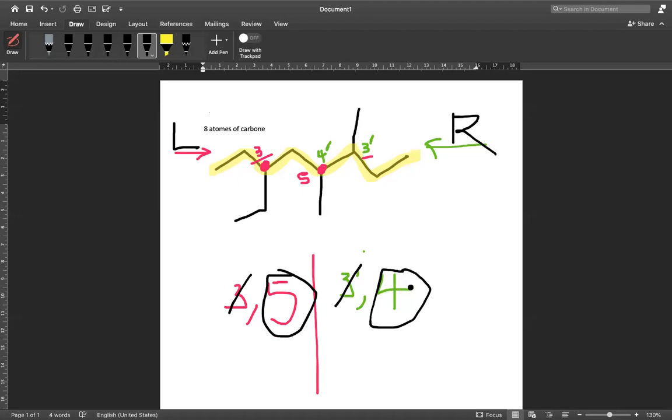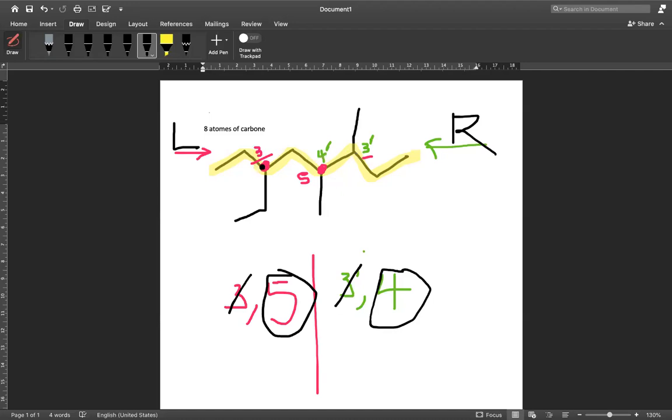It's 4, isn't it? Yes, it's 4. So because 4 is the lowest, d'après règle 3, which states the position of the index should be as small as possible, 3,5 and 3,4, which one has the lowest index possible? It's 3,4. So when naming this compound, we are going to orient it in this manner. It will be 3 prime, 4 prime.